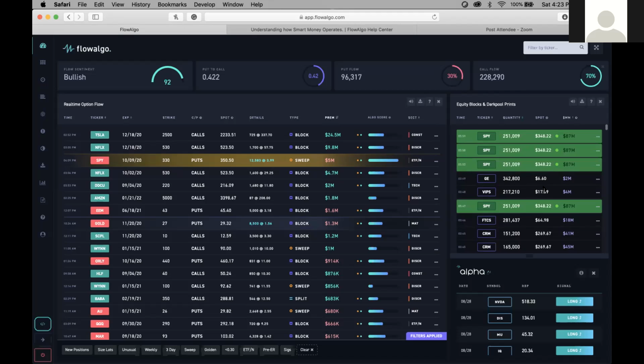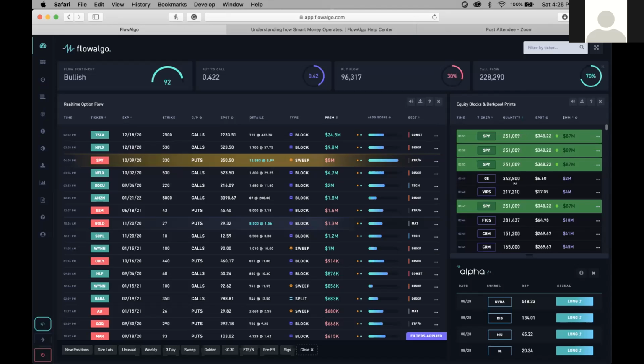But how Flow Algo recommends using these is basically you want to look at the spot and the direction the stock goes in from this spot. If the stock moves above or below this spot, that will kind of give you an indication on whether this is bearish or bullish.